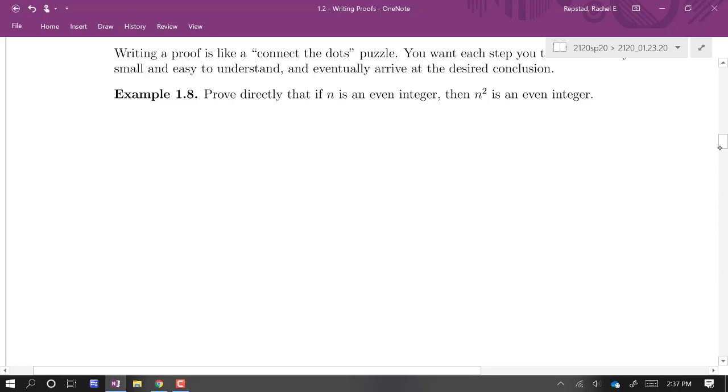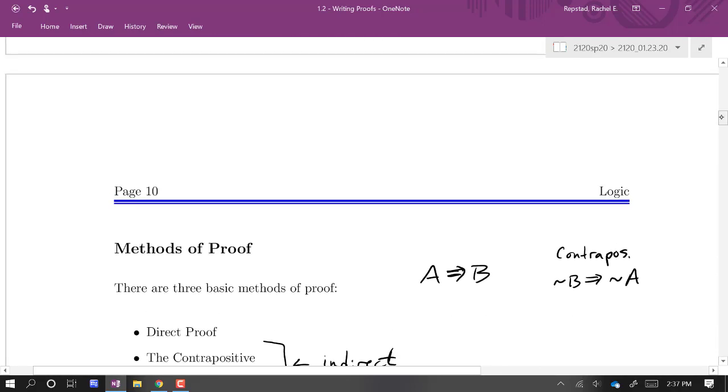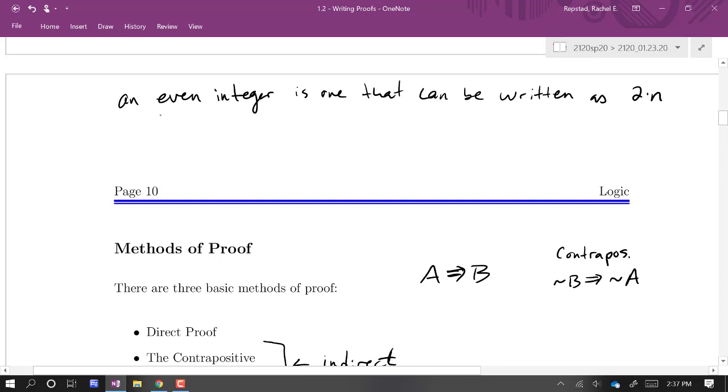One thing, you'll get this for free in all settings. An even integer is one that can be written as 2 times n, where n is any integer. Right, any even integer, that's what makes it even. It has a factor of 2. You can pull out a factor of 2, basically is what this says.